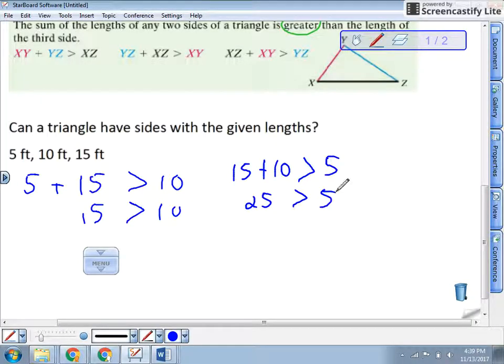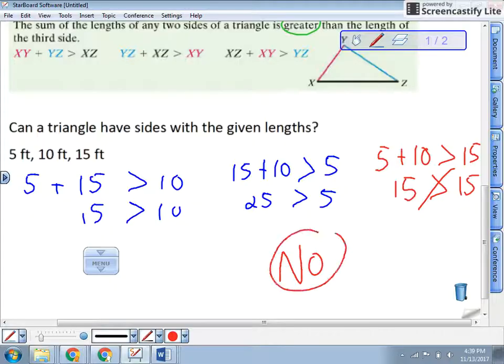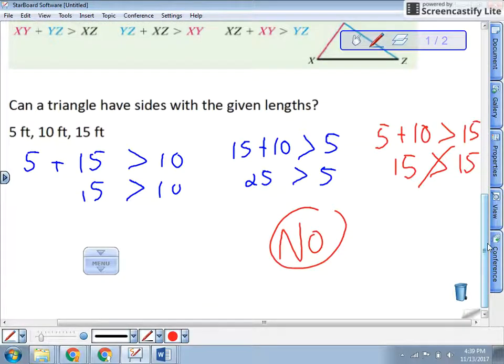Now let's pick the two shortest sides. These are the sides you always want to be careful of. Is 5 plus 10 greater than 15? Is 15 greater than 15? No, it's not. It's equal to. So can a triangle have these sides? It cannot, because the two shorter sides are not greater than the third side. Pick any two, they all have to work. Watch the two shorter sides being greater than the third.